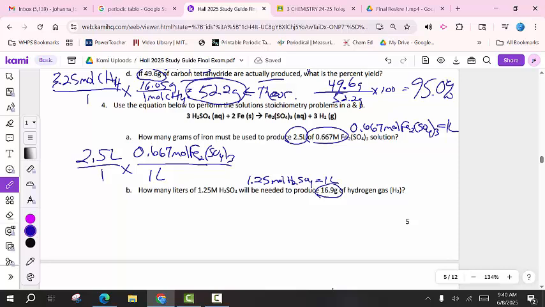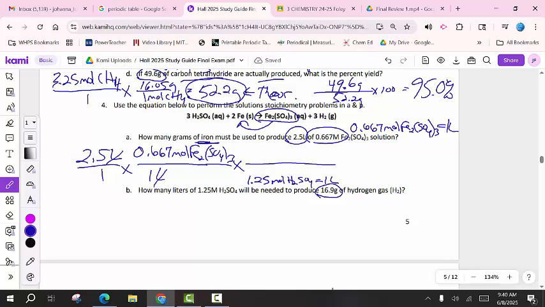So if you have 2.5 liters and this is the molarity of moles per liter, this would give you the moles of the iron sulfate. And this is just in place of going between grams and moles like before. Okay, once we know this, then we're going to go to what it's asking for. It's asking us to go to just iron, which is over here. So now we're going to use the coefficients from the reaction.